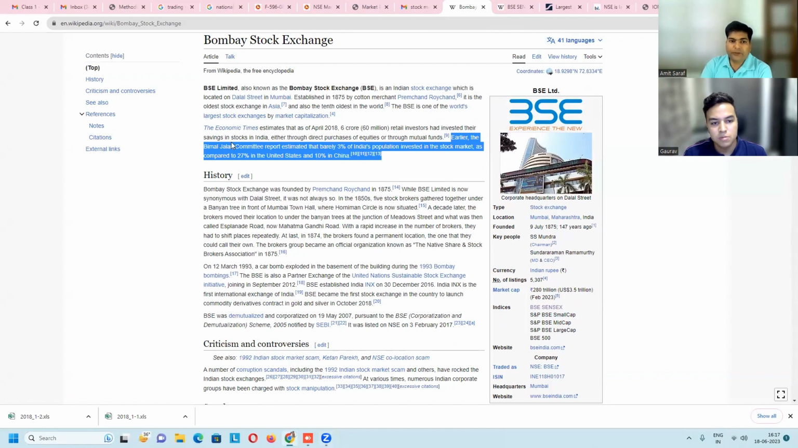We know Bimal Jalan was RBI governor at the time. So there was a committee, and it says only 3% of India's population is invested in the stock market, as compared to 27% in the US and 10% in China. So this point also highlights the kind of scope that we are left with, with a growing number of people having bank accounts, using loan facilities, and doing transactions electronically.